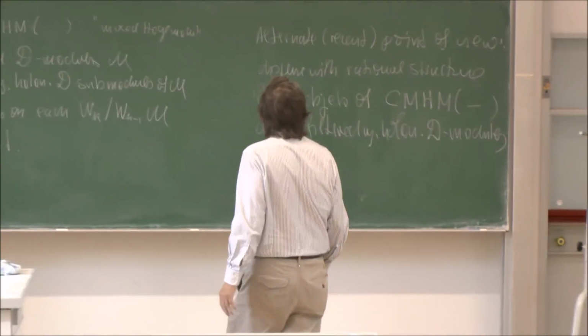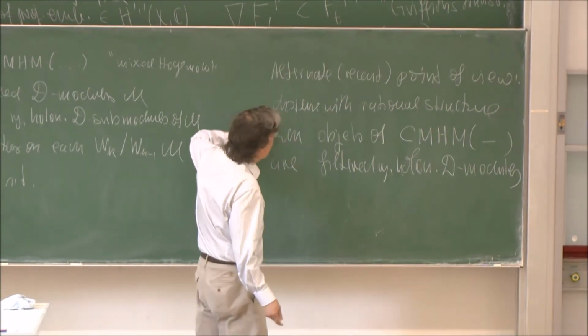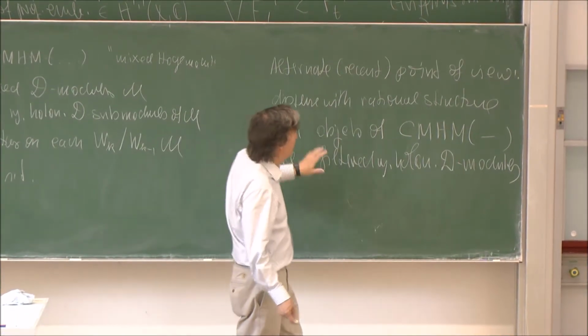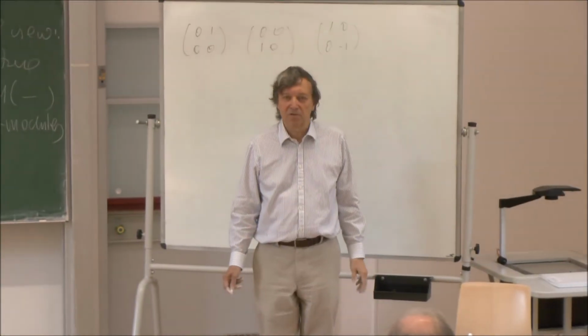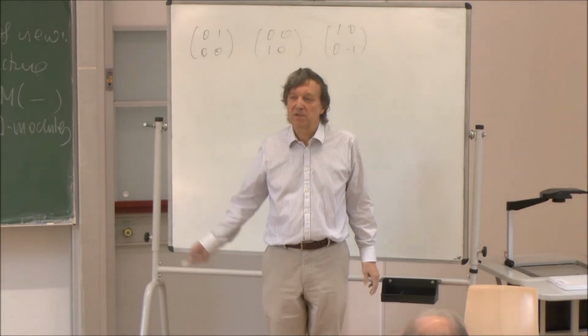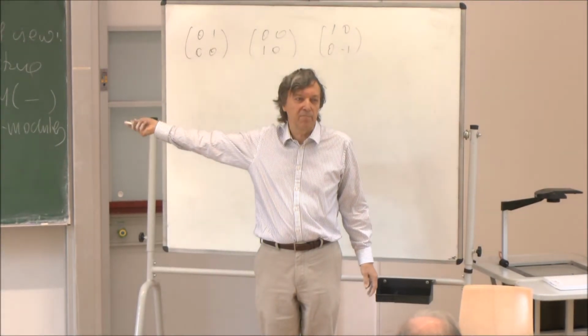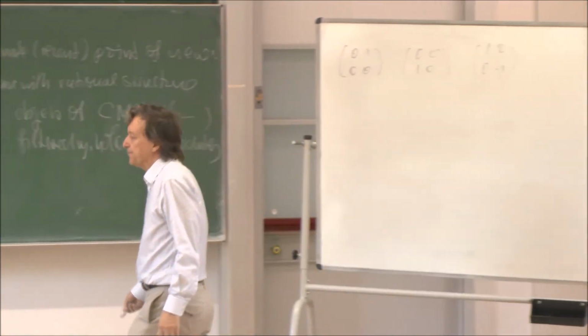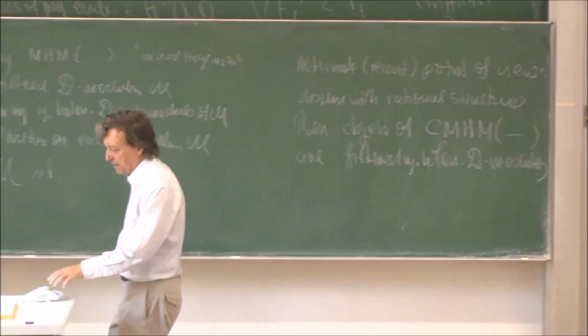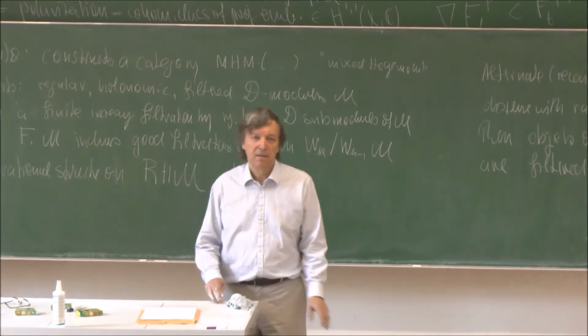And then it makes sense of the category of filtered regular holonomic D-modules. You just shouldn't look at all of them, just at the ones that you can generate by this procedure. And so then, why should this be, or why is it correct?